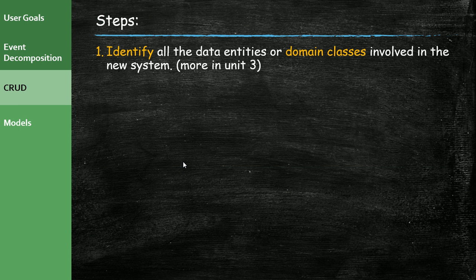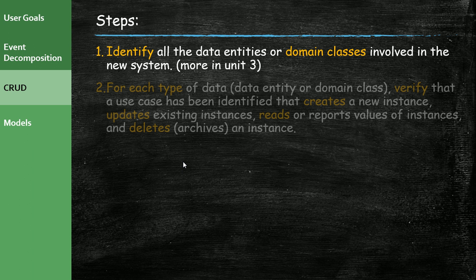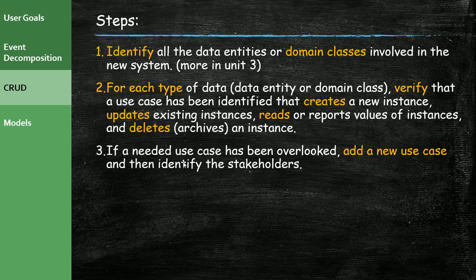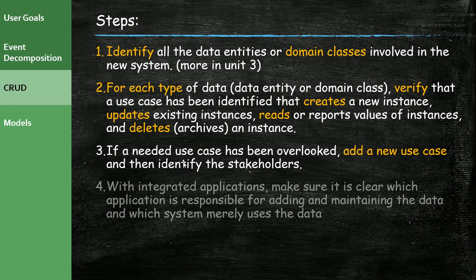So some steps for CRUD. One, identify all the data entities or domain classes involved in the new system. We're going to talk more about that in Unit 3, where we'll discuss domain classes in much more detail, along with the things that our system has to work with. Two, for each type of data entity or domain class, verify that a use case has been identified that creates a new instance, updates existing instance, reads or reports values of instances, and deletes or archives an instance. Three, if a needed use case has been overlooked, this is the time to add it. So that's the whole point in this exercise, to make sure we didn't miss anything.